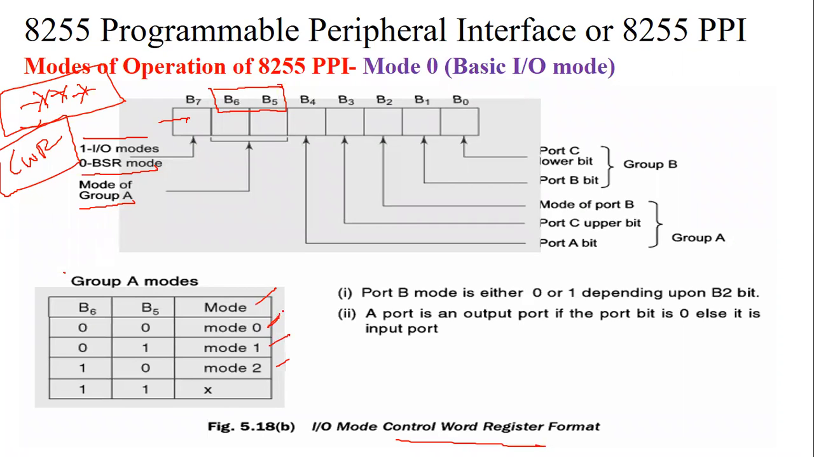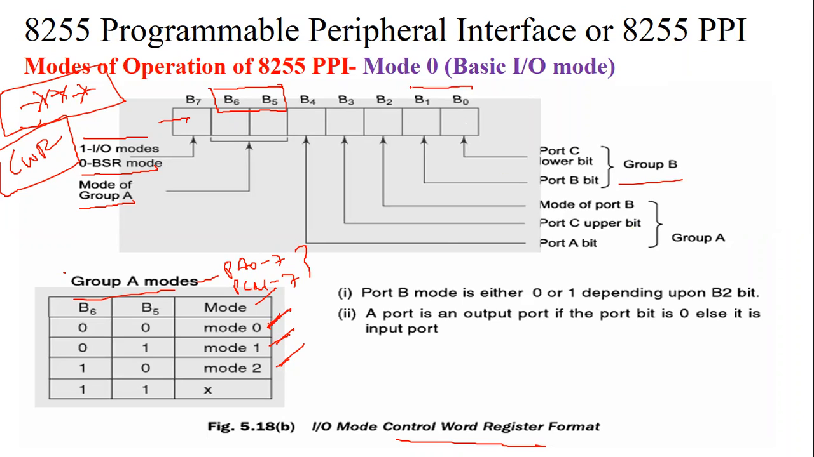Group A has port A and port B pins. What are the ports? Group A has port A0 to A7, and PC4 to PC7. Group A again has 3 different modes: mode 0, mode 1, mode 2. Again, you have the group B.